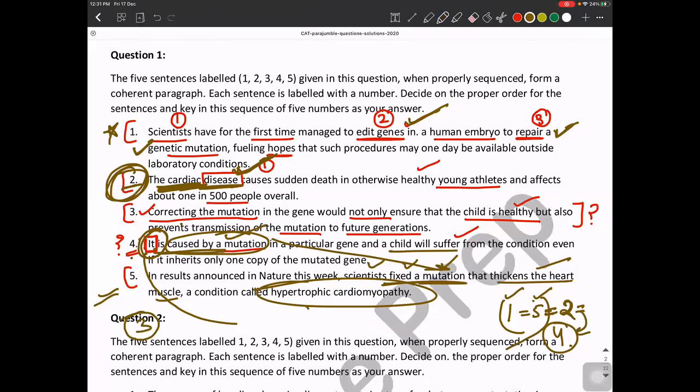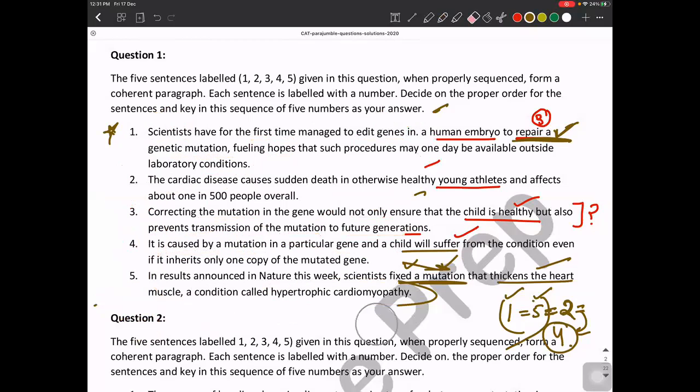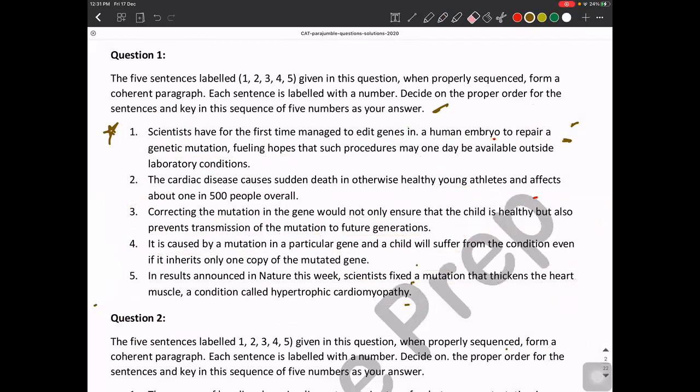Correcting the mutation, because ultimately in the beginning, you can see in the first option, we can see that they are repairing the genetic mutation. So ultimately the end should be the same. They are correcting the genetic mutation. It will not only make a child healthy, but also can prevent transmission of mutation to future generations. So on the future generations, the sentence will end. Okay. So the exact link is 1, 5, 2, 4, and 3. All right.